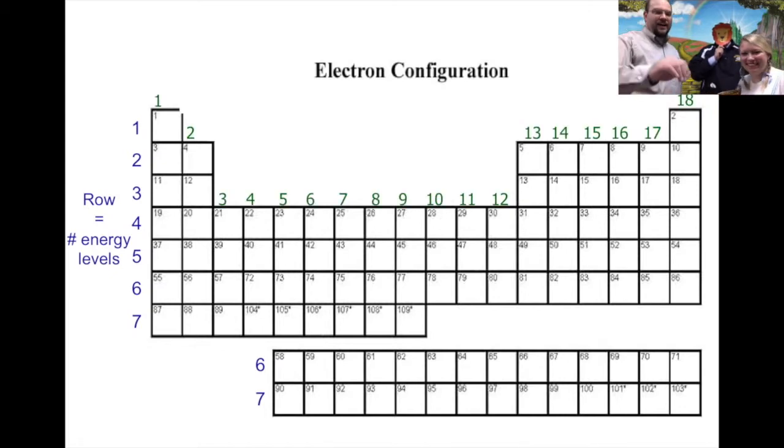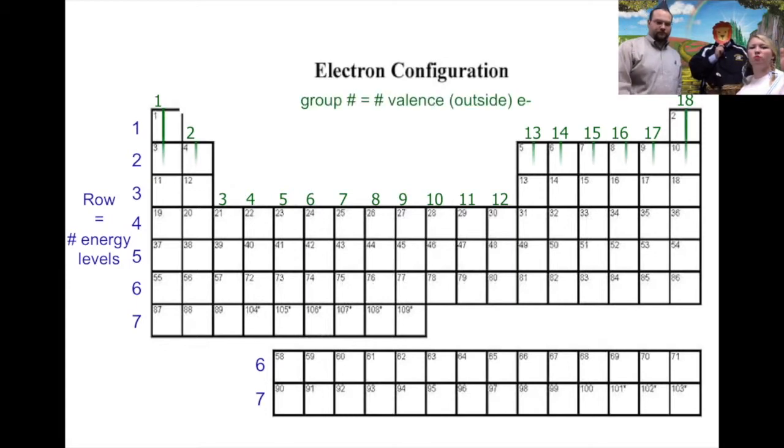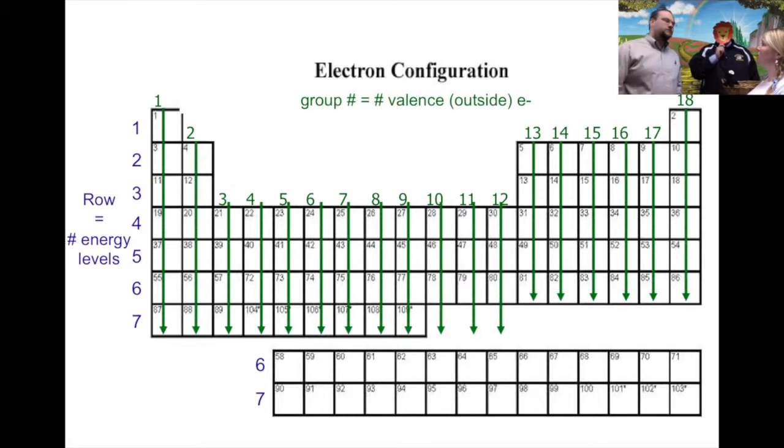All right. The groups are the columns, and those correlate to how many valence electrons there are. Okay, so like if I'm in group 1, I would have 1 valence electron. Exactly. Group 2, 2. The only trick is 13 has 3, 14 has 4, so just subtract 10. Okay, that's pretty easy. That makes sense. Science does make sense.